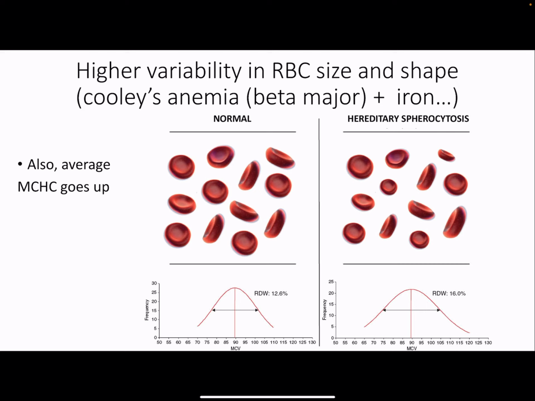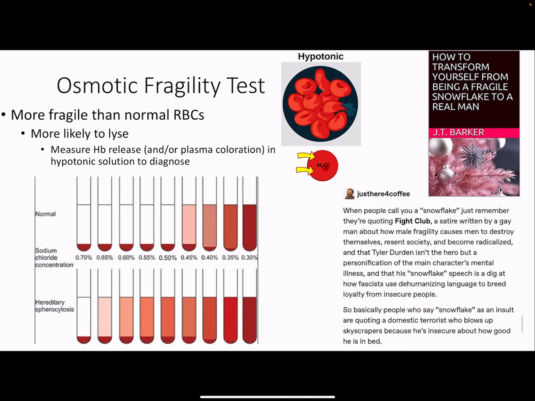Like we saw in Cooley's anemia, which is beta thalassemia major, like we saw in iron deficiencies, we will have higher variability in red blood cell size, which is just to say that the RDW is a little bit higher here than it would be in a wild type healthy cell. Also, the mean corpuscular hemoglobin concentration goes up, but that might be less important. Because they're spherical, there's a purpose to the shape that they have. The spherical shape might sound good, but it's actually much less stable, and it's more fragile, so it's more likely to lyse.